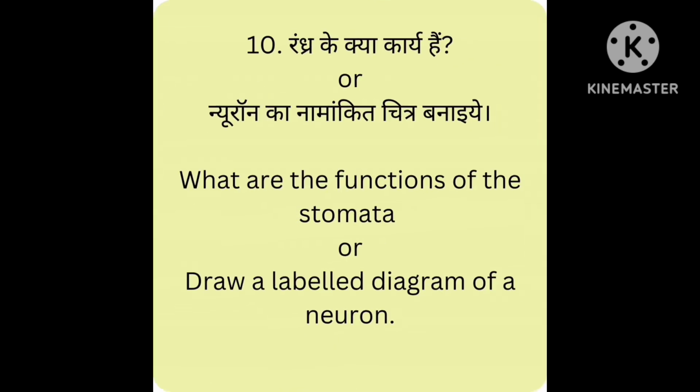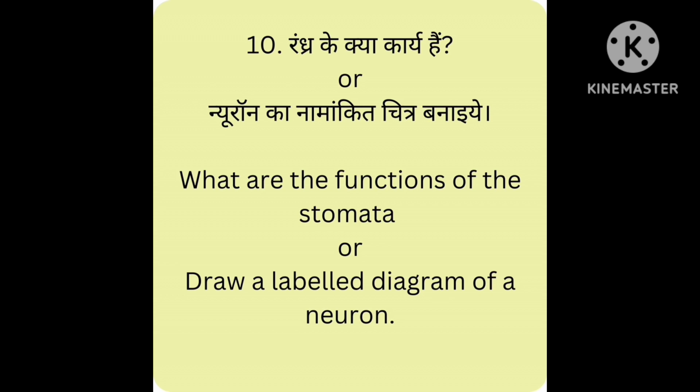Your next question is रंध्र के क्या कार्य हैं? What are the functions of stomata? And there you find the choice: न्यूरॉन का नामांकित चित्र बनाइए. Draw a labelled diagram of a neuron. So stomata play an important role in gaseous exchange of plants. And here you have to draw a labelled diagram of neuron, the fundamental unit of the brain.